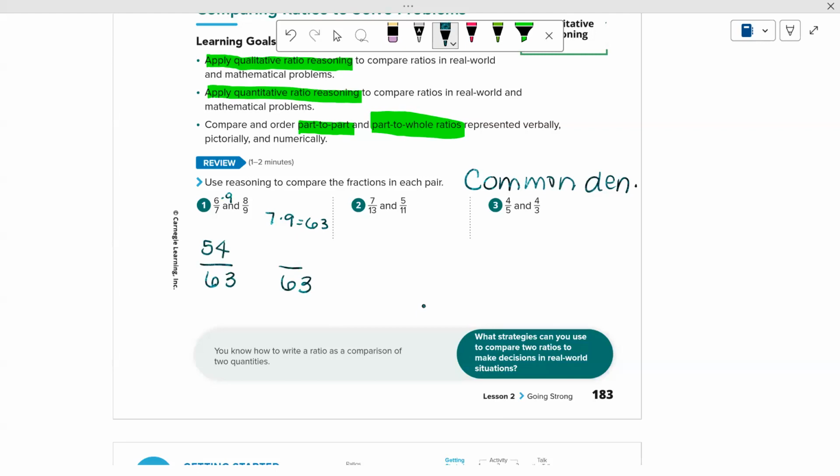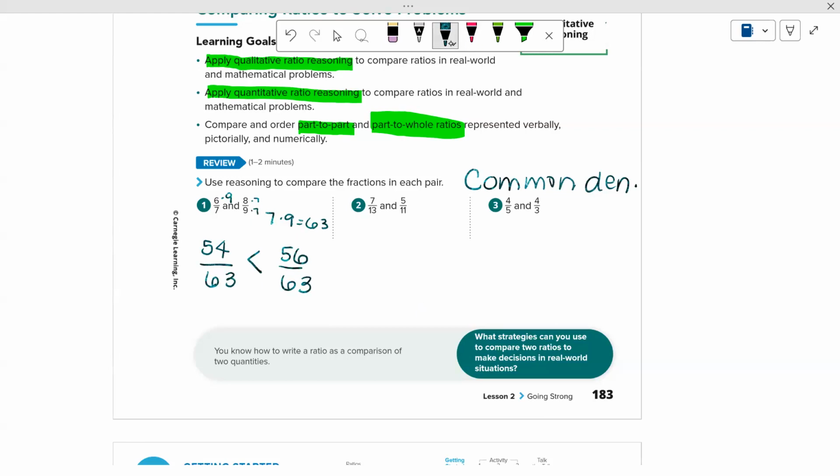And then I multiplied this 9 by 7, so I multiply the 8 times 7. And 8 times 7 is 56. So now I can easily compare and say that 54 is less than 56. So 6 sevenths is less than 8 ninths.